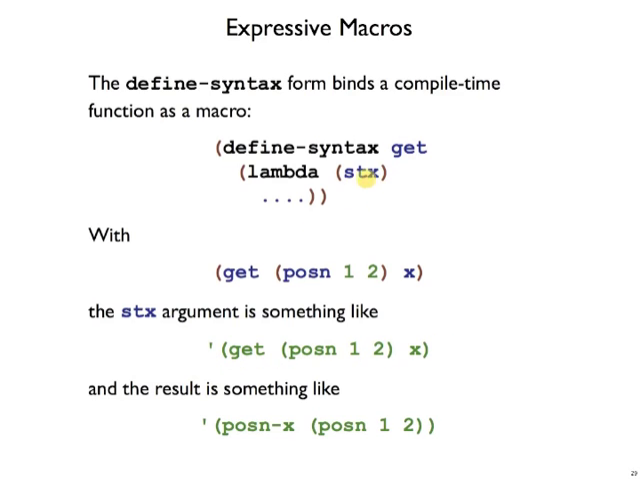Right? So stx is the use, and then the job of the function is to rearrange that use into some replacement code, and this is the kind of code we would want to produce. Something like the S-expression that starts with posn-x. And because this function is a compile-time function, it's called to produce a new expression, then it can actually compute that symbol and include it in the result.